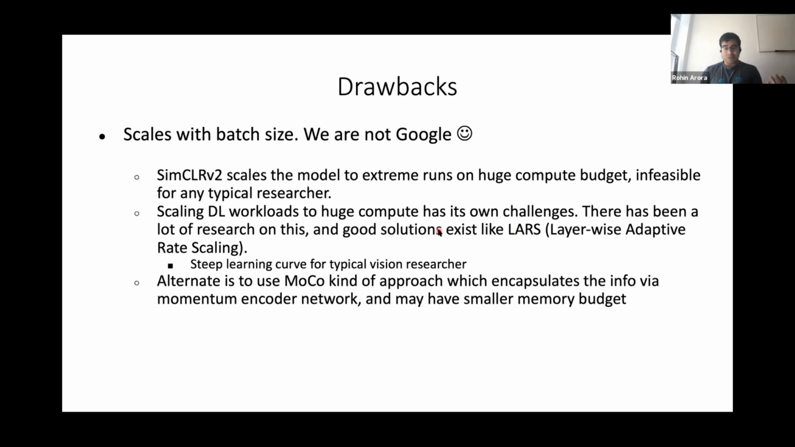An alternative to this is the MoCo kind of approach, which uses momentum and does not need big batch sizes. And it can still work well, but MoCo V2 also scaled out to huge batch sizes and huge models. So with SSL, it really scales with batch sizes, bigger models, and more data. So more computation budget definitely helps.